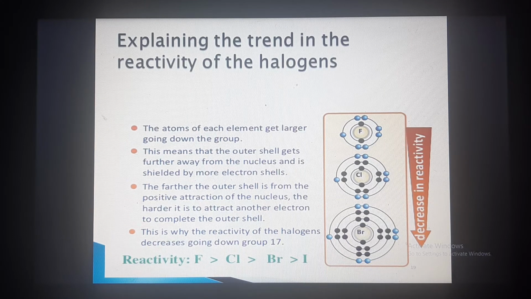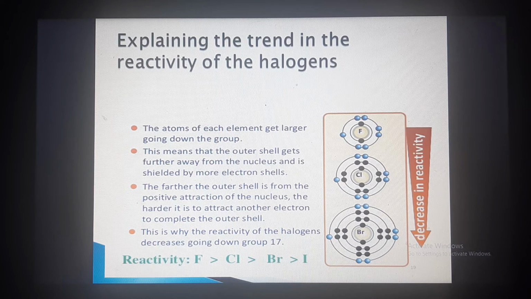Now we are discussing the third objective, explaining the trend in the reactivity of the halogens. Here the picture is given, and in this picture it is given fluorine, chlorine and bromine and the number of shells. Fluorine has 2 shells, chlorine has 3 shells and bromine has 4 shells. But we can see that all these halogens have 7 electrons in the outer shell.